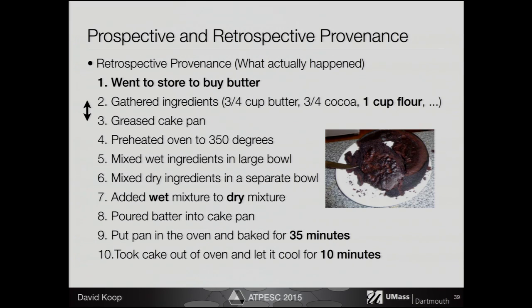You may have had to go to the store to buy butter. You didn't have butter, the recipe called for butter, so you need to go do that. You may have goofed, and instead of adding 3/4 of a cup of flour, you poured a little extra in, and there was a cup of flour. Instead of greasing the cake pan before gathering the ingredients, you greased it after. That may not be a big deal. You added the wet mixture into the dry mixture instead of vice versa. You baked it for a slightly different time. You let it cool for a certain amount of time that wasn't specified.